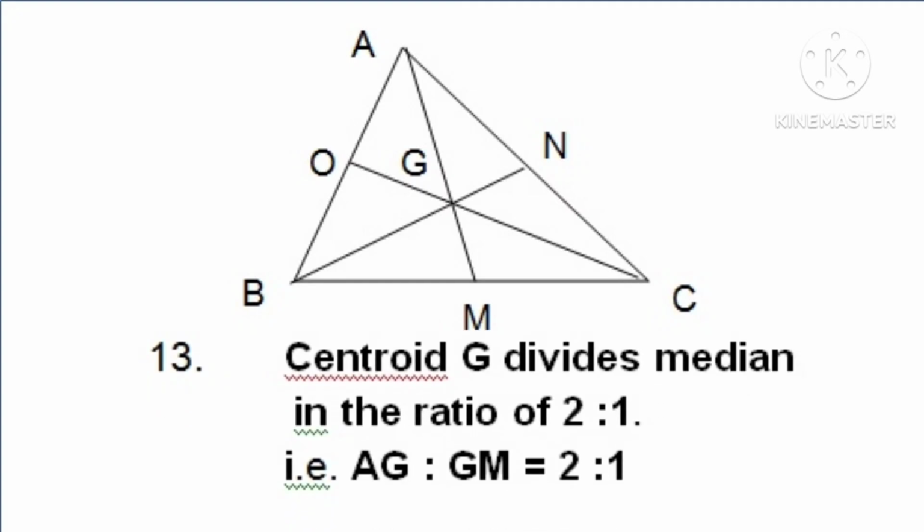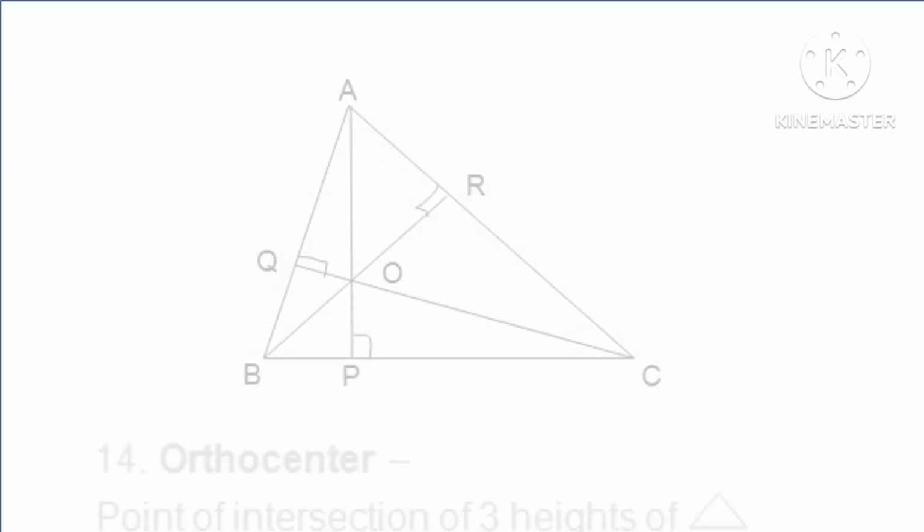13. Centroid G divides the median in the ratio of 2:1. Referring to the above figure, AG to GM is 2:1. When it is said that it is a median, you should note that BM is equal to MC and so on. Also, AG to GM being 2:1 is important information for solving the problem.